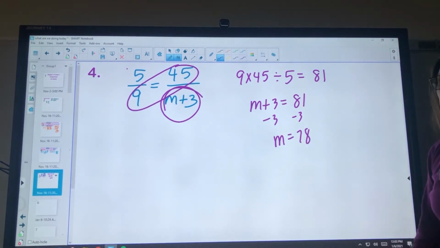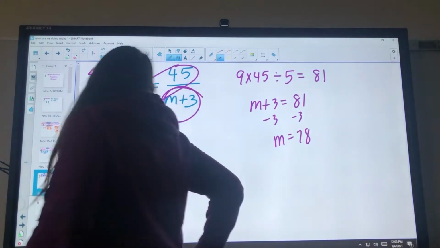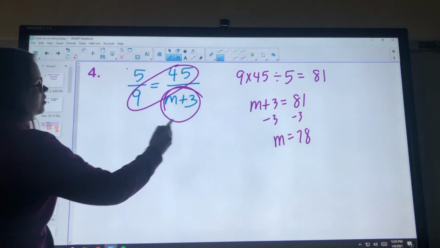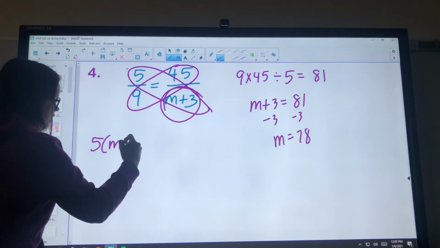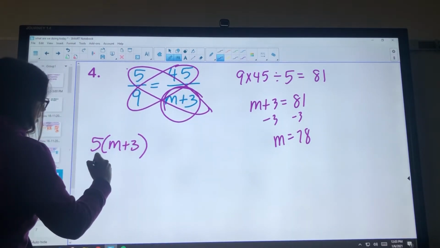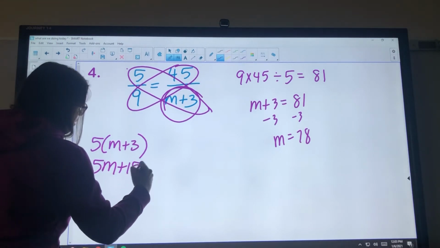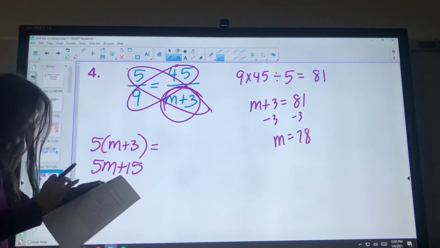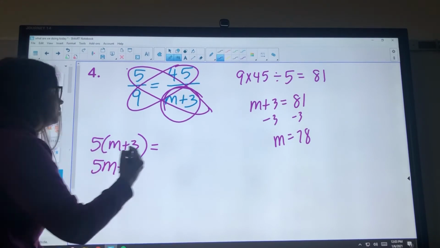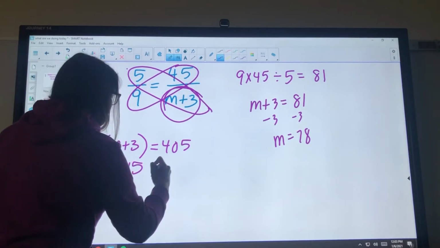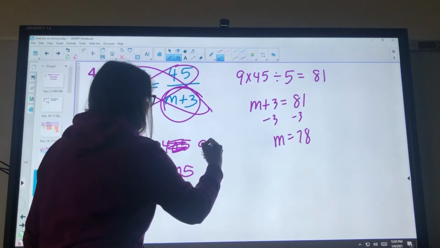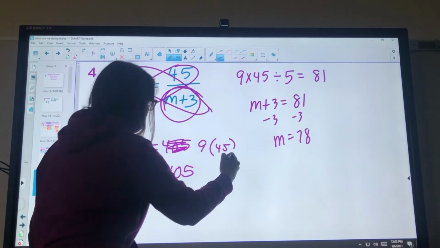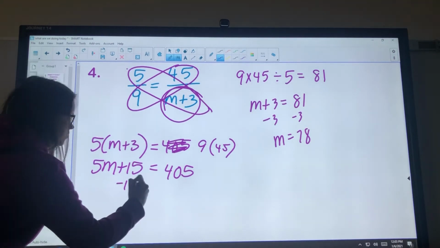Okay, and again, that's the shortcut. So let me show you the long cut in case you always solved it that way back in the middle school. The long way is to distribute 5 to n+3 and get 5n plus 15. You would still times the 45 and the 9 and get 405. I should write that's from doing 9 times 45. And then you would minus 15.